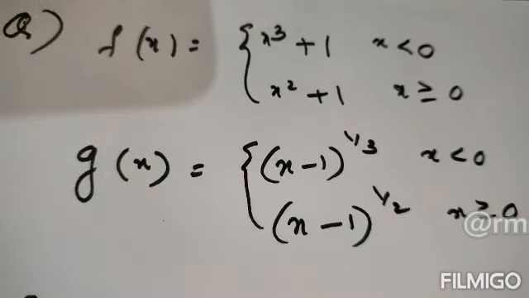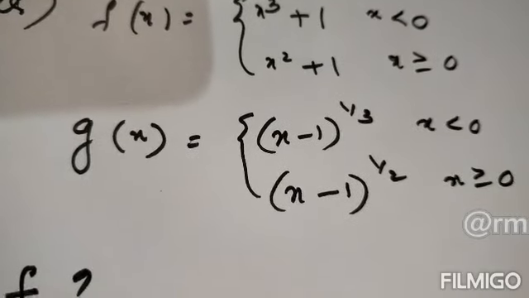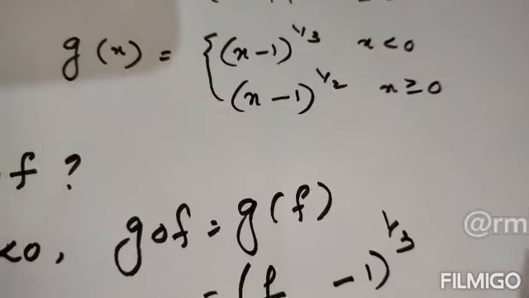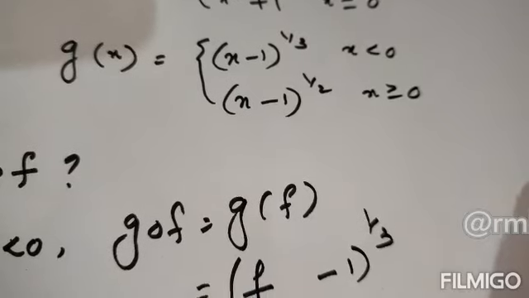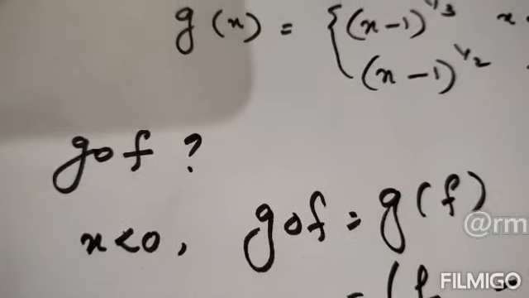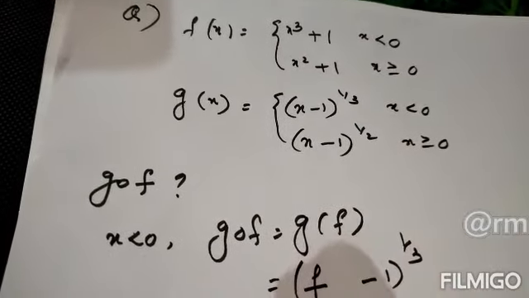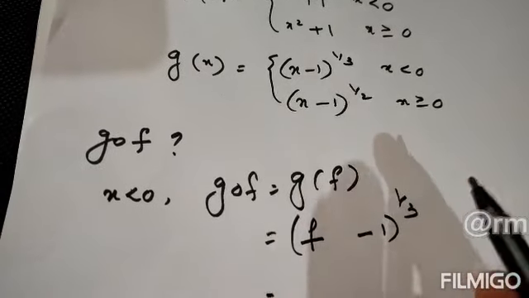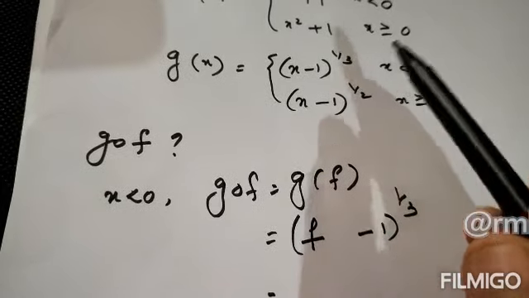f of x is equal to x cube plus 1, x less than 0; x square plus 1, x greater than or equal to 0. g of x is equal to (x minus 1) whole raised to 1 by 3, x less than 0; (x minus 1) raised to 1 by 2, x greater than or equal to 0. We have to find out g composition f. For x less than 0, g composition f is g of f. g of f is (f minus 1) raised to 1 by 3 because g of x is (x minus 1) raised to 1 by 3.